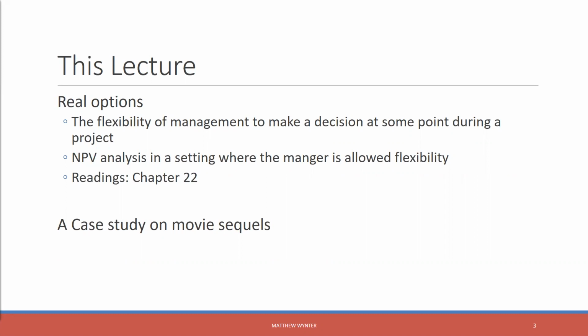Real options are going to be the ways that managers can use flexibility within their decision making to actually change the NPV analysis of these underlying investments. The best stuff to read for this will be chapter 22. And a really easy way to think about this, which hopefully feels very intuitive, is to think about a movie sequel. So let's do an example.